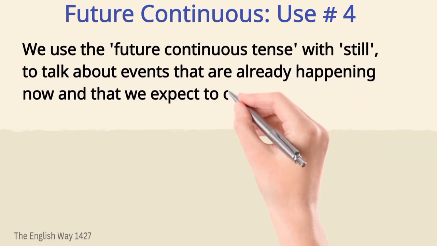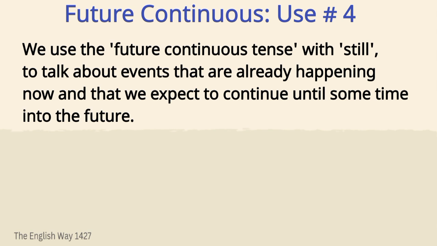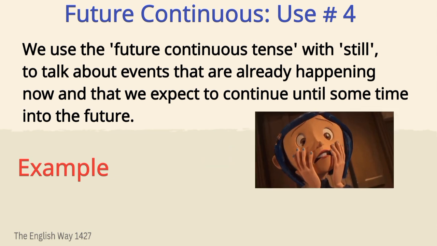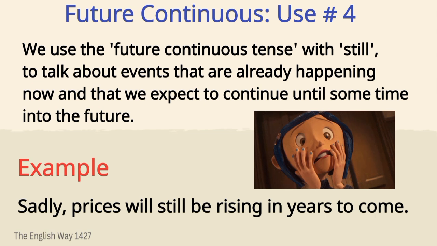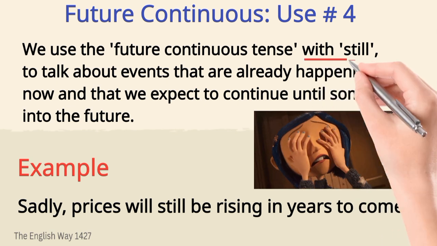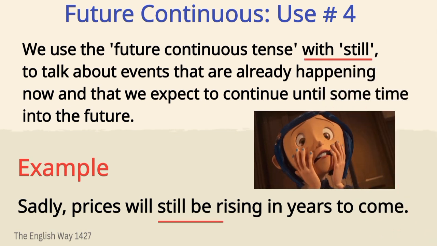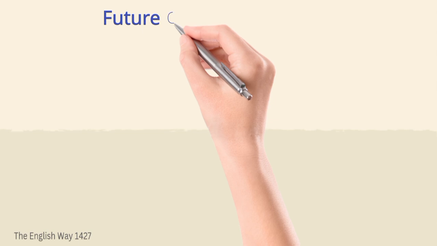Future continuous, use 4. We use the future continuous tense with still to talk about events that are already happening now and that we expect to continue until sometime into the future. Look at the example. Sadly, prices will still be rising in years to come.